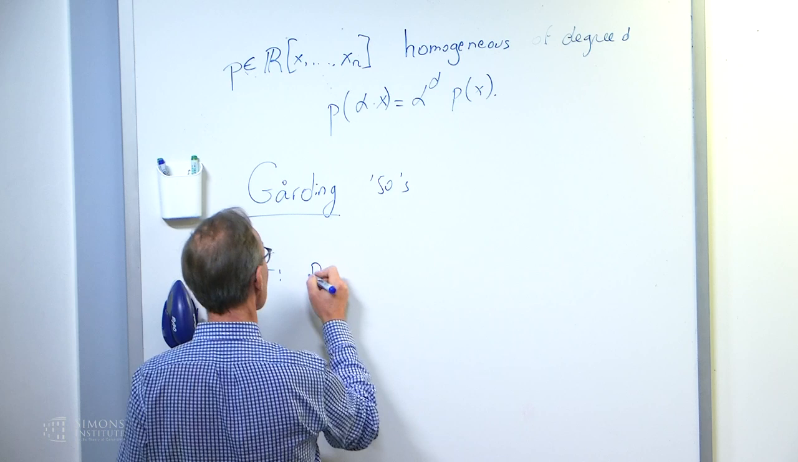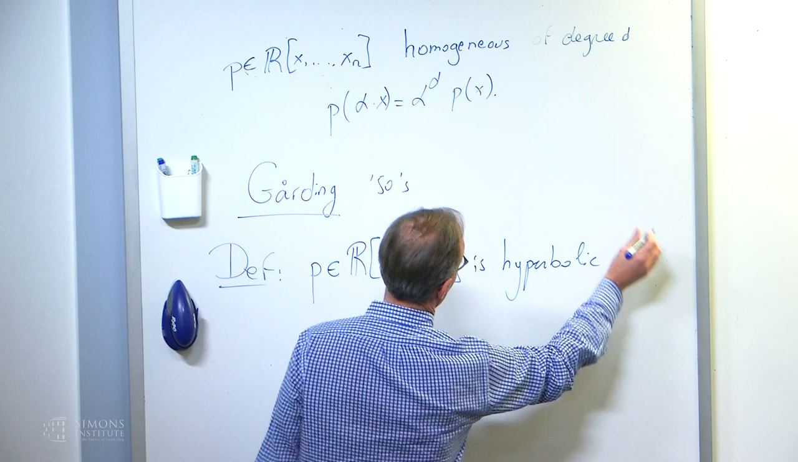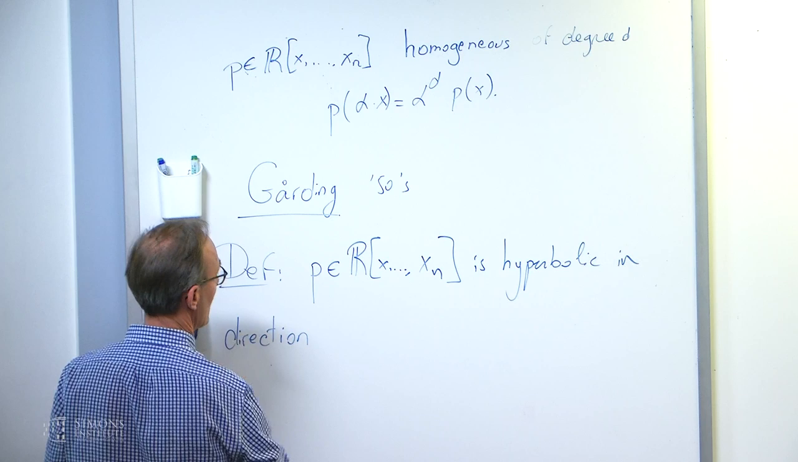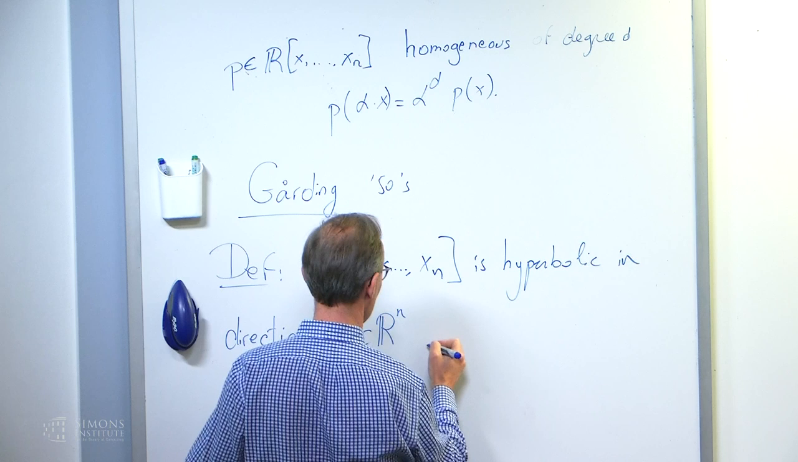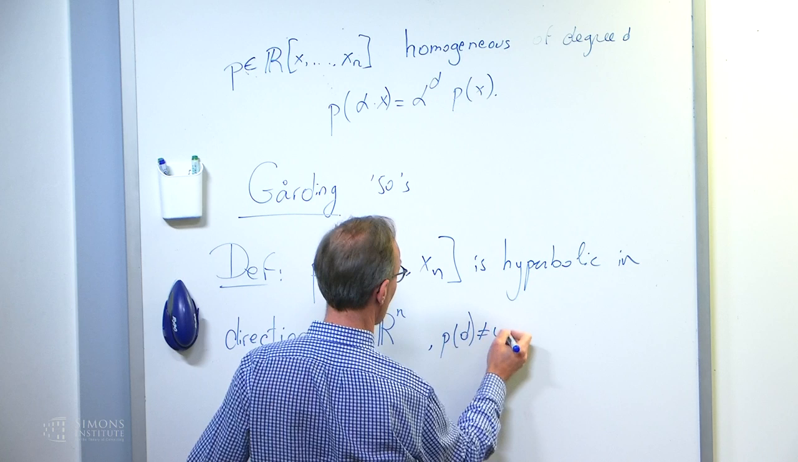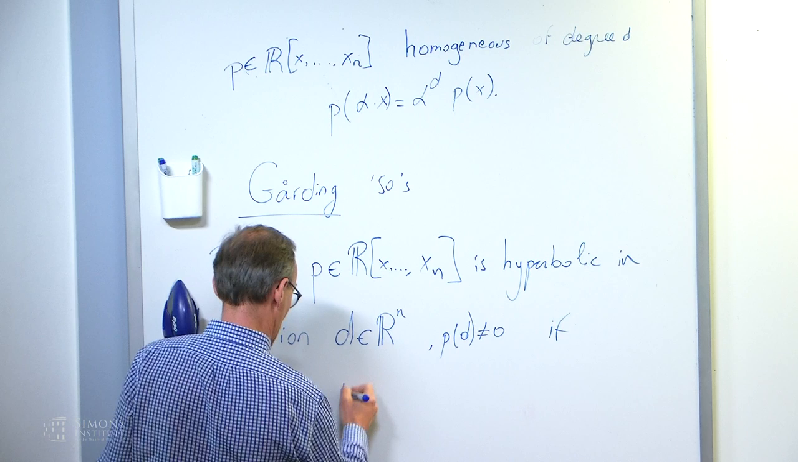So P is hyperbolic in direction d, with d not a zero of P, so P of d non-zero, if for all x, if I look at the univariate polynomial which is P of X plus T d.